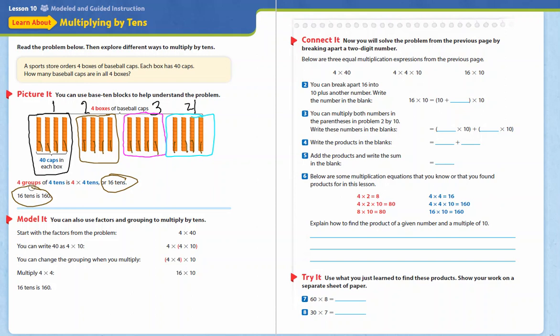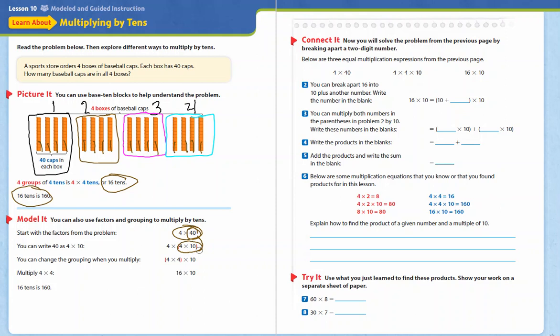We can also move down to the model it, and it's going to show you another way. First, this is going to start with factors and groupings. You're first going to start with the factors in the problem that you know. So you know there's 4 groups, and there's 40 in each of those groups. So 4 times 40, 4 groups of 40 hats. You can write 40 as 4 times 10. So 40 right here is now going to be 4 times 10. This is going to be the grouping.